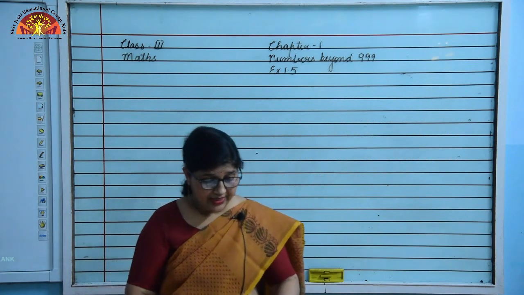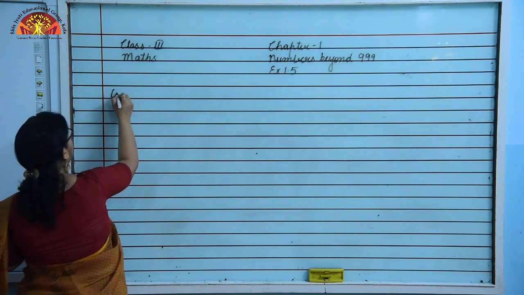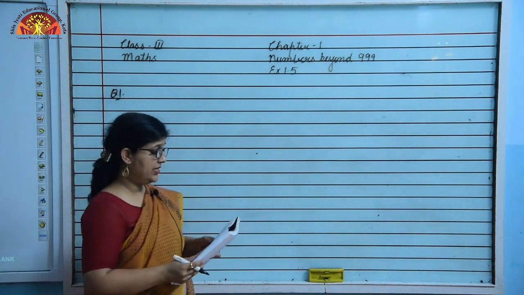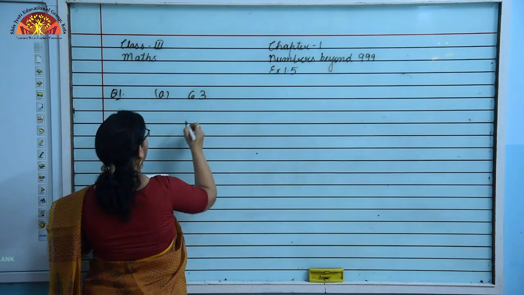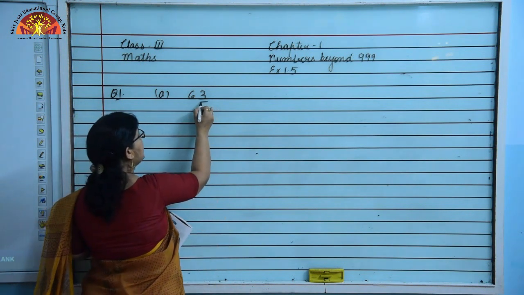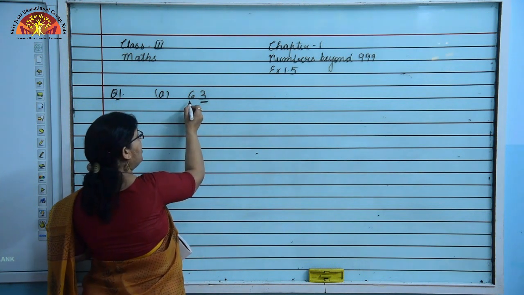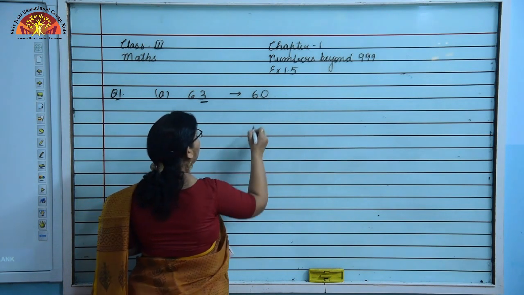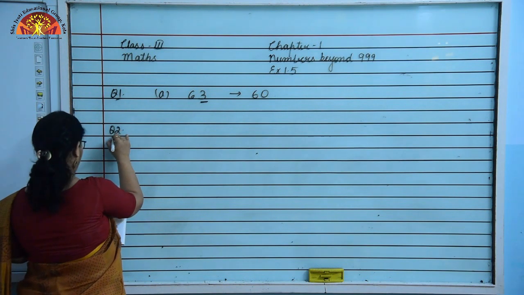Now we will discuss exercise 1.5. Question number 1. Round off the following numbers to the nearest 10. A part of this is 63. Now we want to round off to the nearest 10. We observe ones place, it is less than 5. So ones place becomes 0 and tens place remains the same. So what we will get, 60.